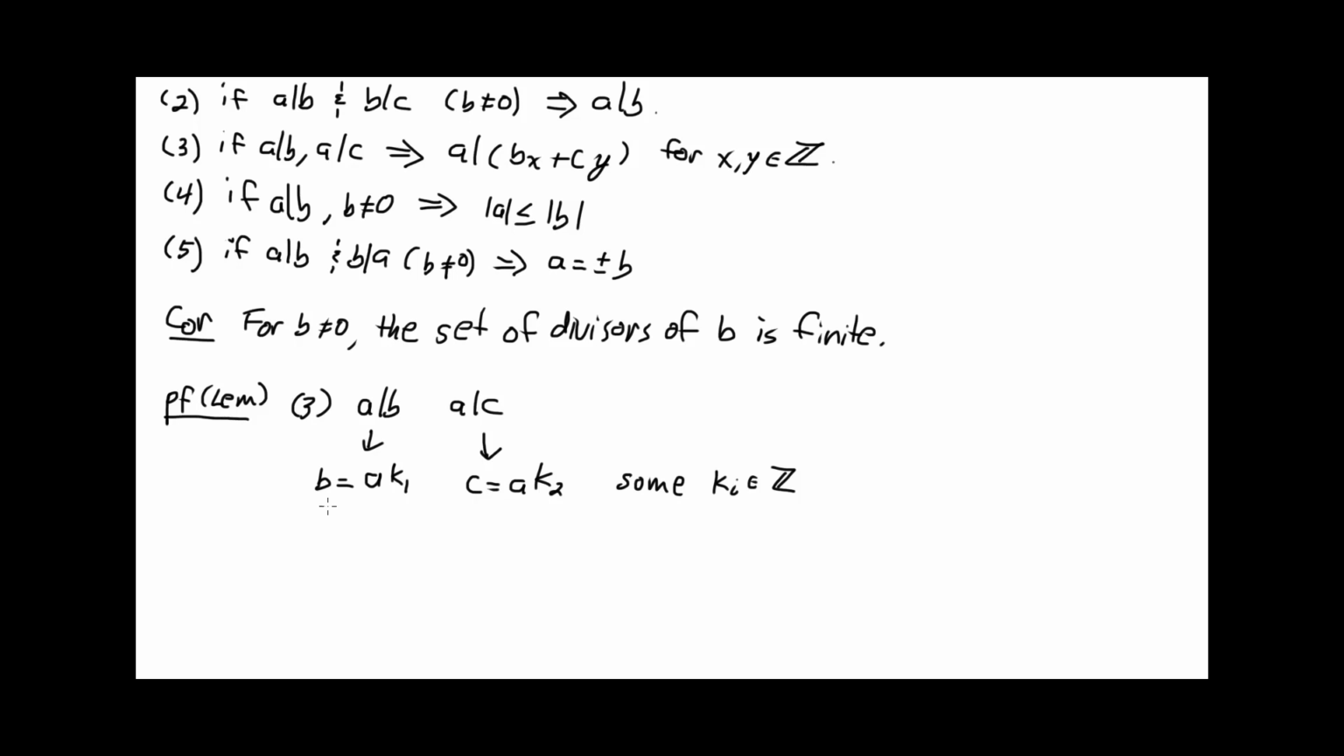Now you can just multiply this equation by x and this equation by y and add them together, and you'll get the result. So bx plus cy is a multiple of a, and that implies that a is a divisor of bx plus cy. So that's the proof of 3, and the rest of them are all very similar. All right, and that's all we'll do.